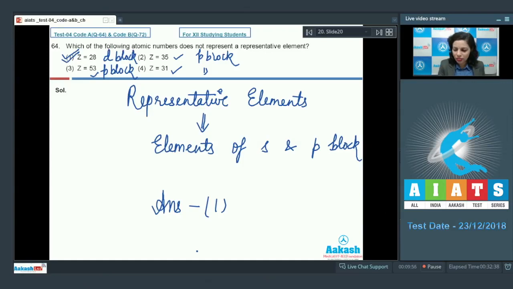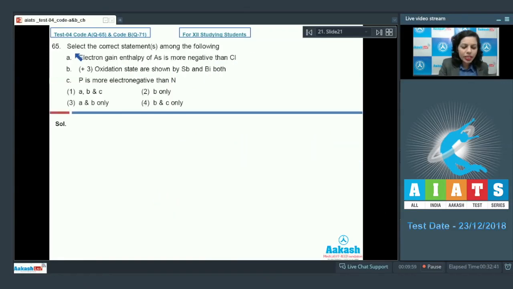Now after this, let's take the next question. Question number 65. Select the correct statement among the following. The first statement: electron gain enthalpy of arsenic is more negative than chlorine. We know that chlorine has the maximum negative electron gain enthalpy. If we compare it with arsenic, chlorine has more negative electron gain enthalpy. It means this statement is incorrect.